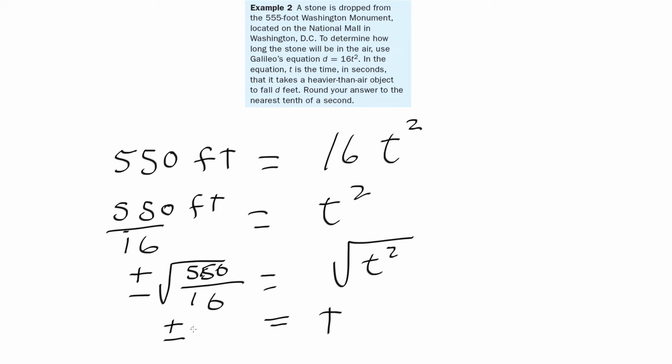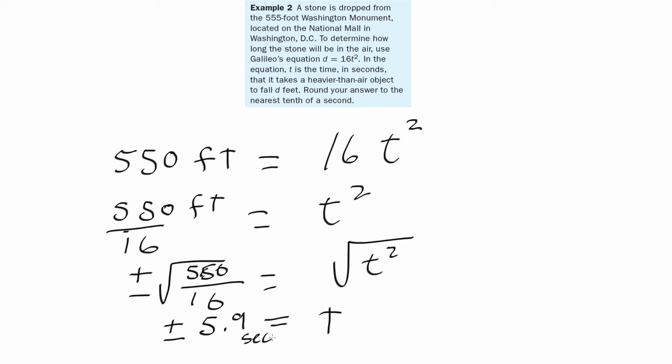So let's see, 550 divided by 16, okay, square root. Ooh, I got to be careful and put parentheses. So square root, open parentheses, 550 divided by 16, close parentheses. And that gives me, to the nearest tenth of a second, 5.9 seconds.